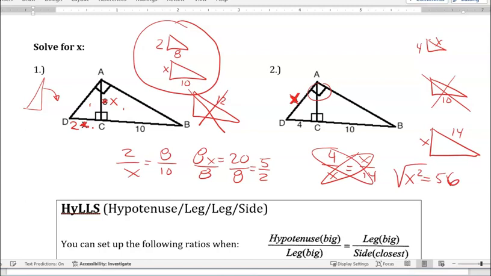And for this problem, you would solve by square rooting. And for this one, I'm not going to simplify the radical. I'm just going to put it into a calculator, and that gives me 7.4. So that length is going to be 7.4.